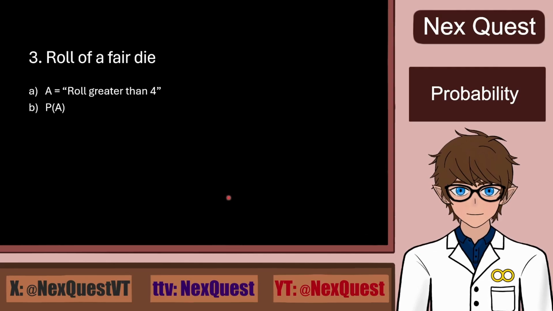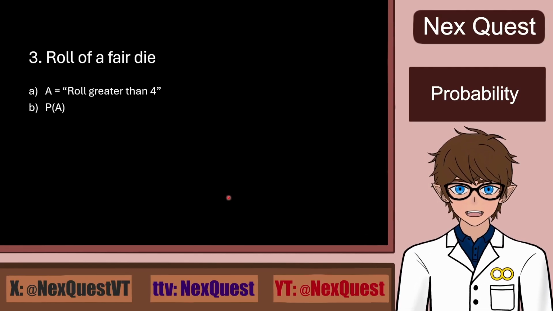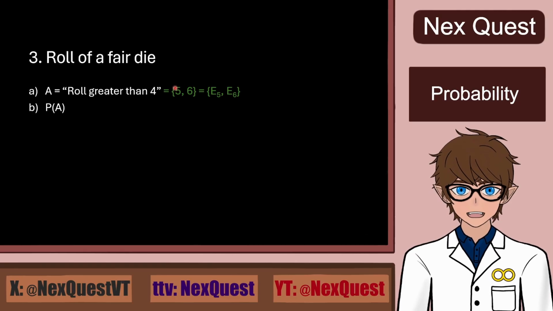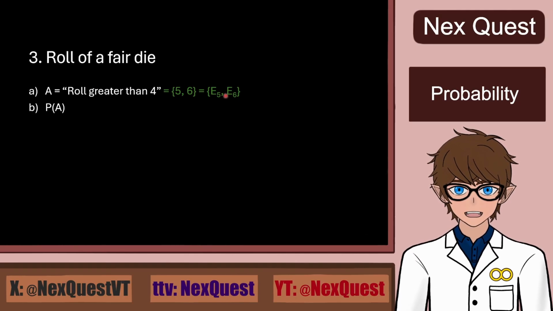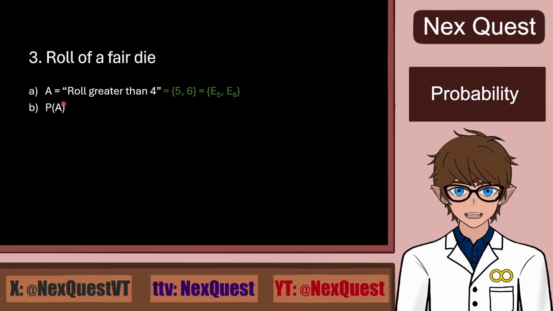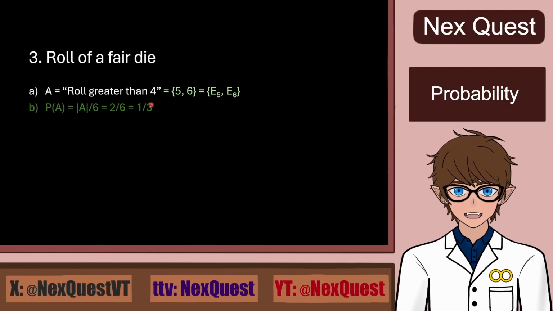For the third task, roll of a fair die, our event A is labeled as the roll greater than 4. So let's list all the elementary outcomes. Event A is a set comprised of a throw 5 and a throw 6 because it's greater than 4, not greater than or equal to 4. So we have elementary outcome 5 and elementary outcome 6. The probability of A is the count of set A divided by 6 because there's 6 sides on a die, and that's 2 divided by 6, it's 1/3, and that's the probability of throwing greater than 4.